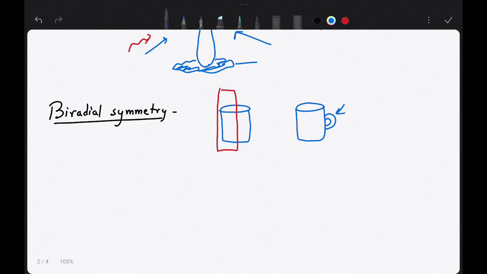This similar concept is applicable to biradially symmetrical organisms. They have the presence of appendages and that makes them different from the radially symmetrical organisms. Now this is because they have the presence of appendages.